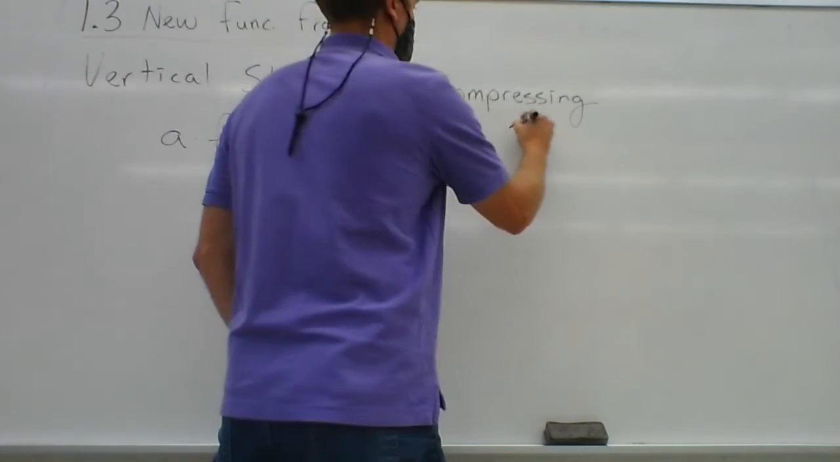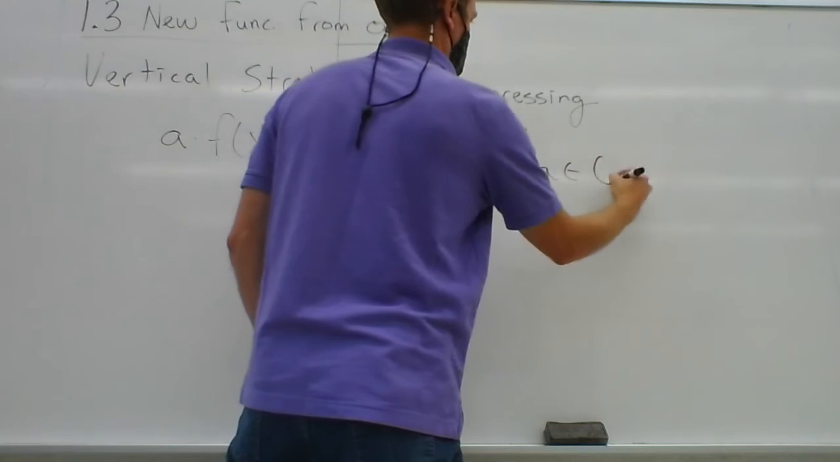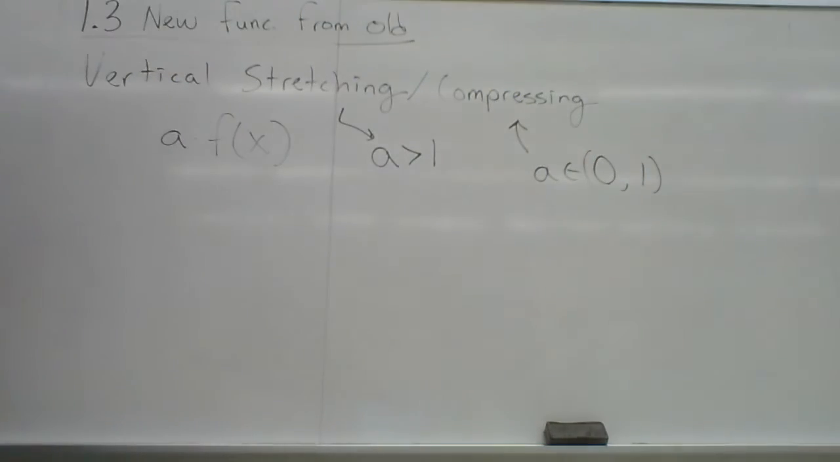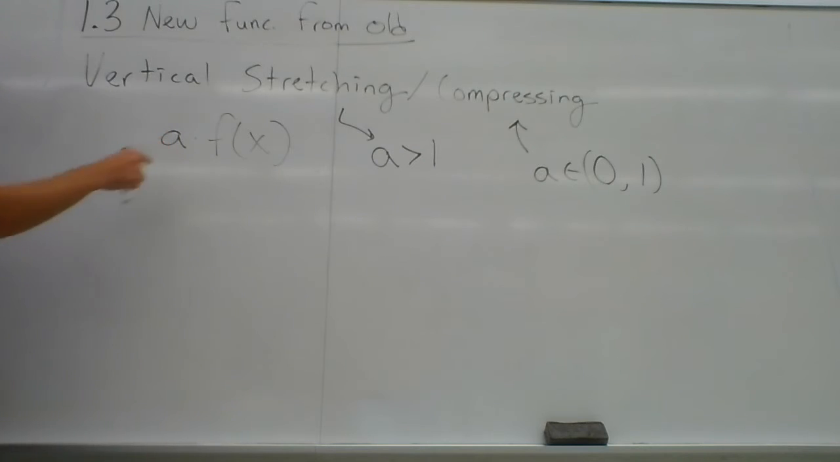Compressing happens when we have this business. We pick some fraction, some number between 0 and 1, and that just means that all the old heights, all the old outputs of our function are now a fraction of their previous height. Okay, so this is a modification of the output of a function through multiplication by some number.